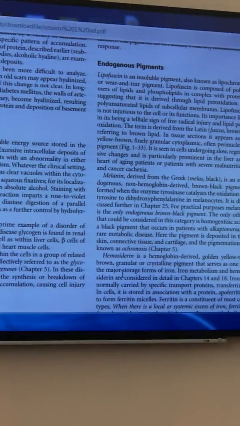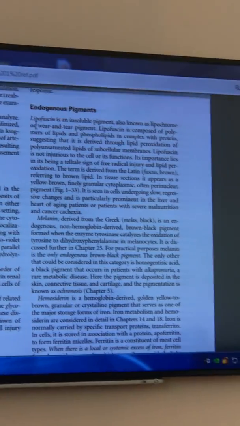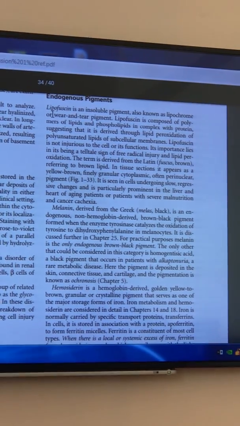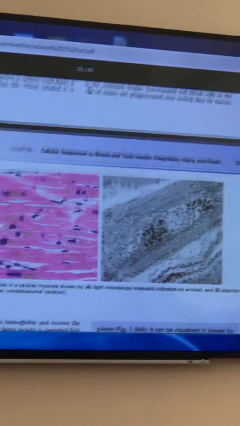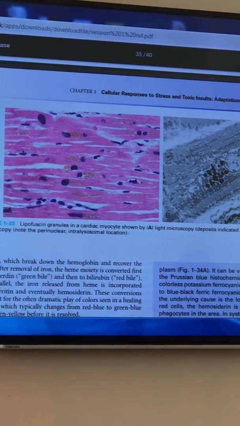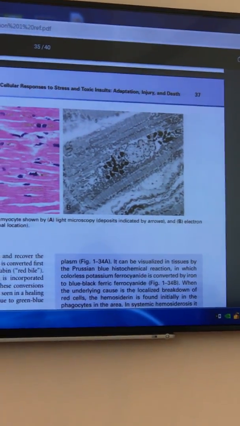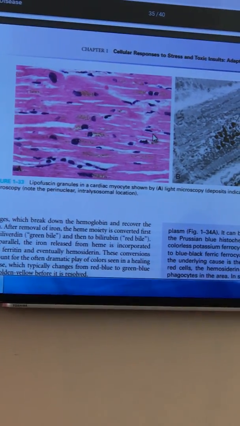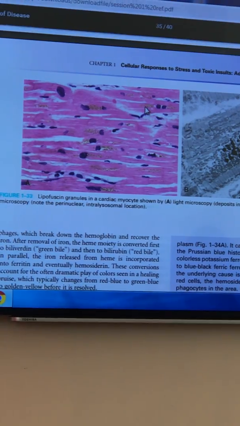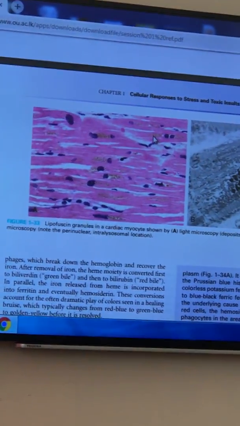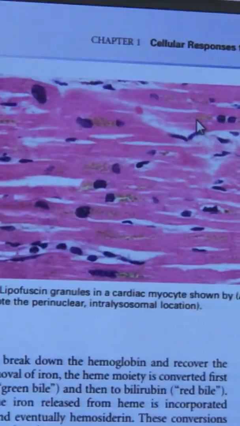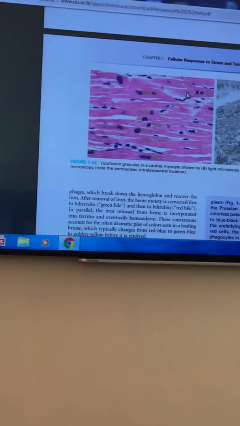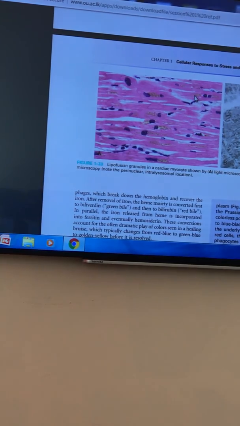Endogenous pigments. One of them is lipofuscin. Here, in these cardiac cells, myocytes, you see this yellow-brown pigment. These are lipofuscin granules. It is seen in cell aging and also in stressed, injured cells. So lipofuscin is seen normally in aged cells. Another name for lipofuscin is wear and tear pigment.